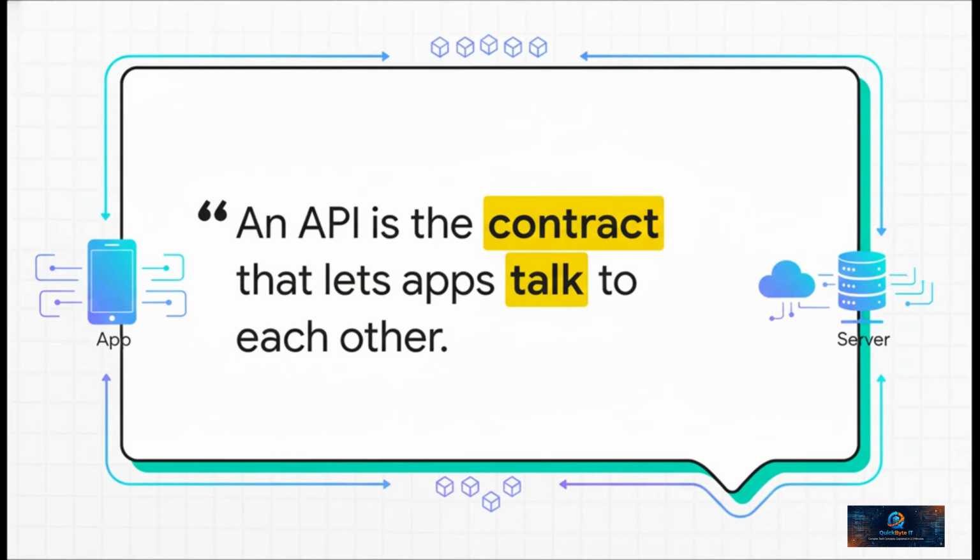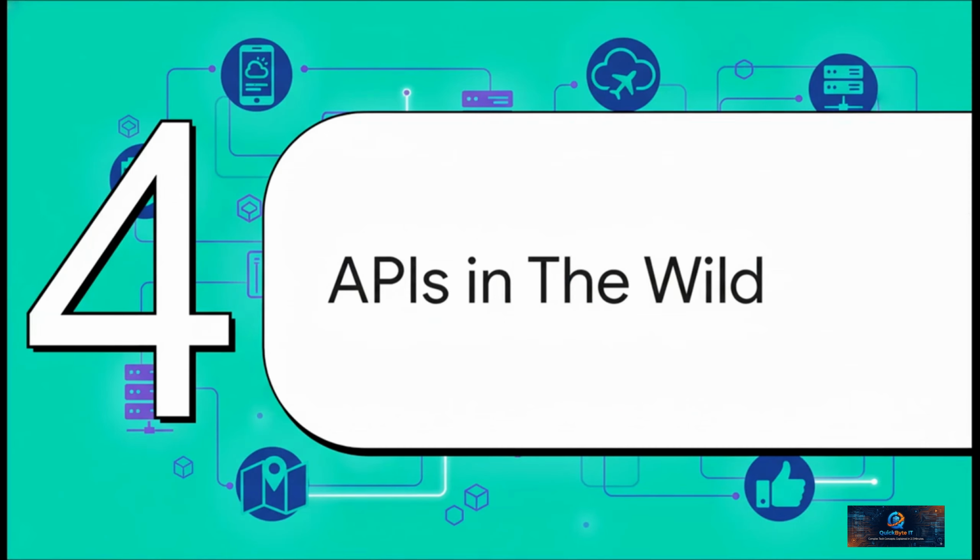So if you remember one thing, make it this. The API isn't the database, and it isn't the app itself. It's the agreement that sits in the middle. It's the contract that makes sure the whole conversation happens in an orderly, efficient, and secure way. It's the waiter.